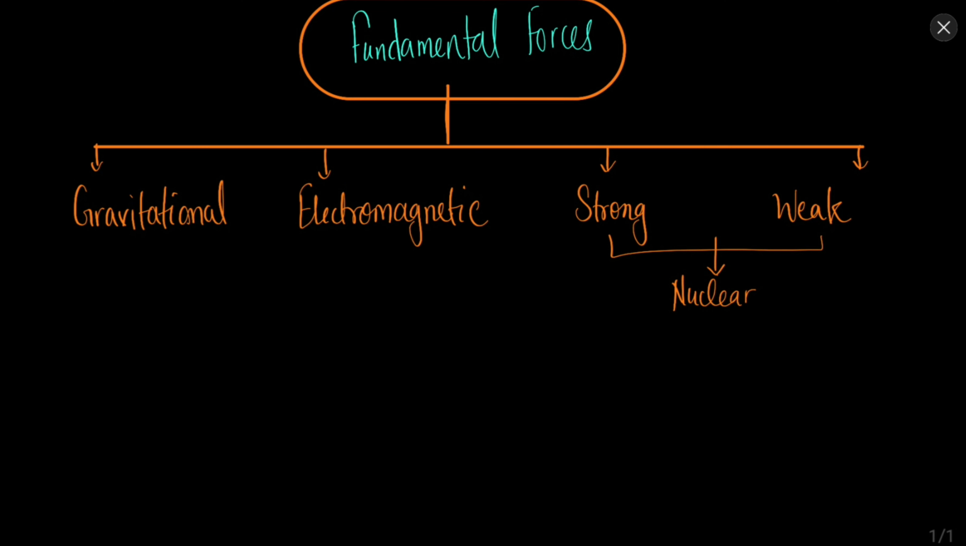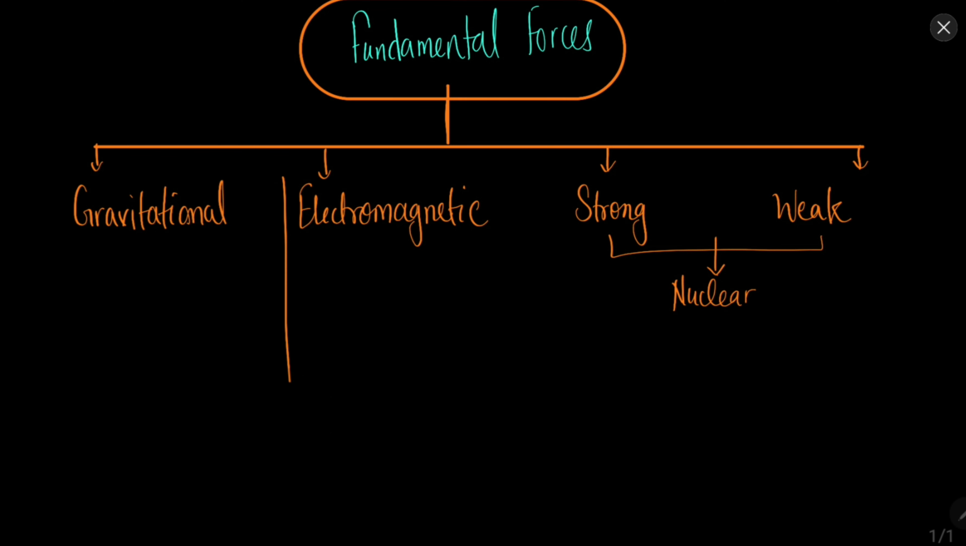For example, friction. Friction is an electromagnetic force, because when we have 2 surfaces moving with respect to one another, there is some bonding between the layers because of electron attraction and repulsion, and that force is electromagnetic force. We will discuss all these things in a moment. So let's start with the first force, that is the gravitational force.